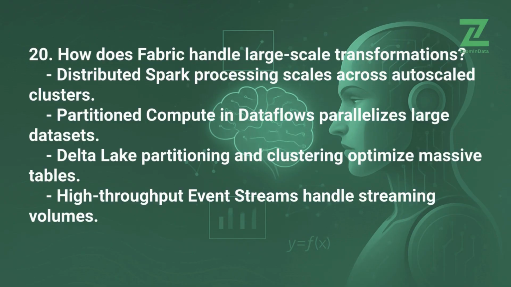20. How does Fabric handle large-scale transformations? Distributed Spark processing scales across autoscaled clusters. Partitioned compute in data flows parallelizes large datasets. Delta Lake partitioning and clustering optimize massive tables. High-throughput event streams handle streaming volumes.